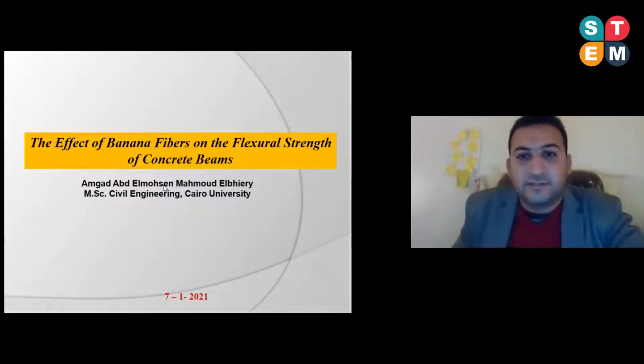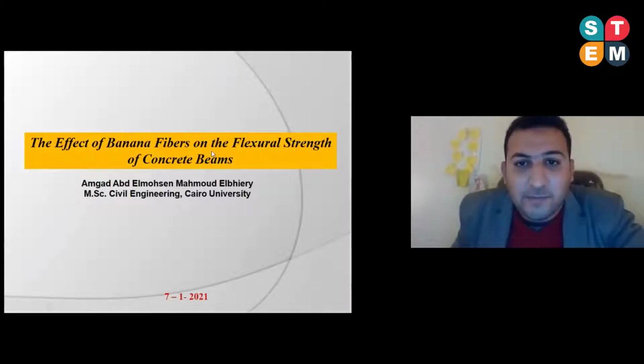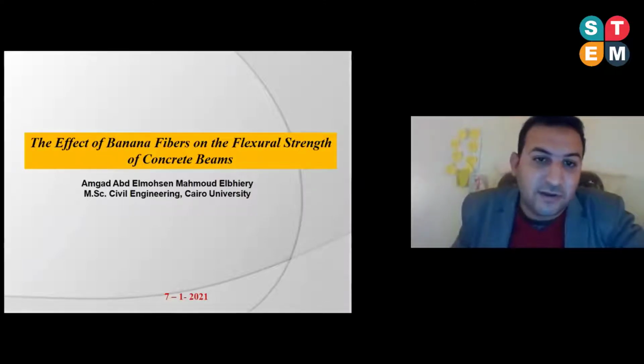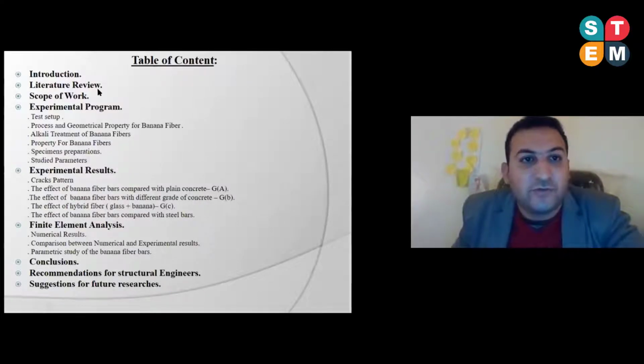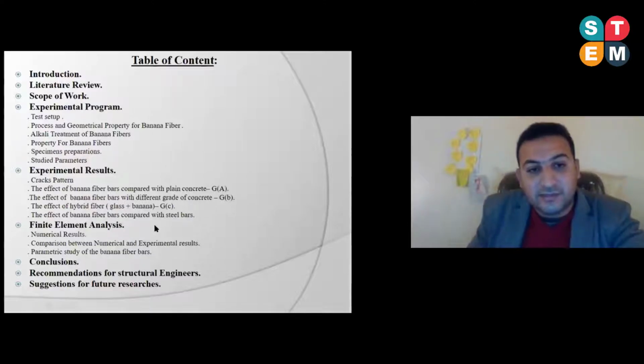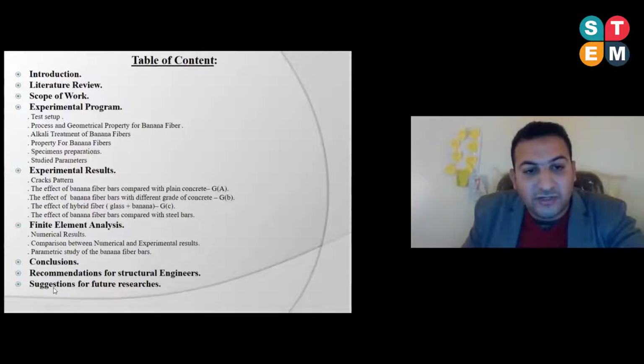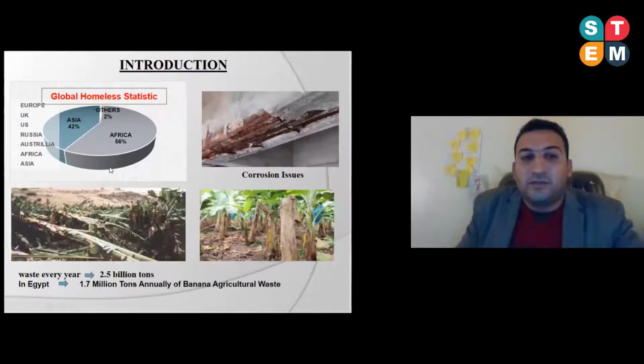This is related to the effect of banana fiber on the flexure strength of concrete beam, and it is related to the sustainable development goals and sustainable building material. Introduction, literature review, scope of work, experimental program, and experimental results, and finite element analysis using ANSYS, conclusion, recommendation, and suggestion.